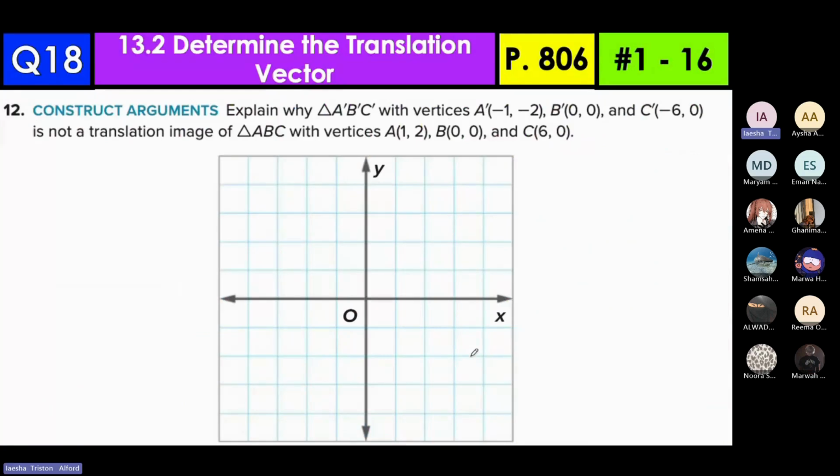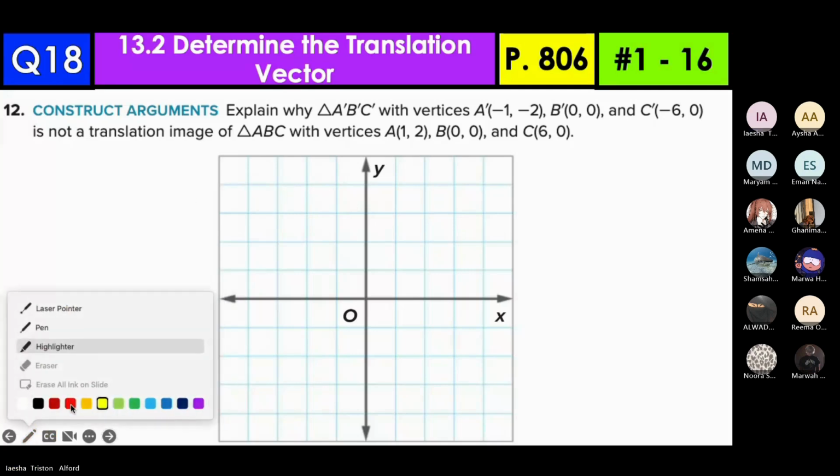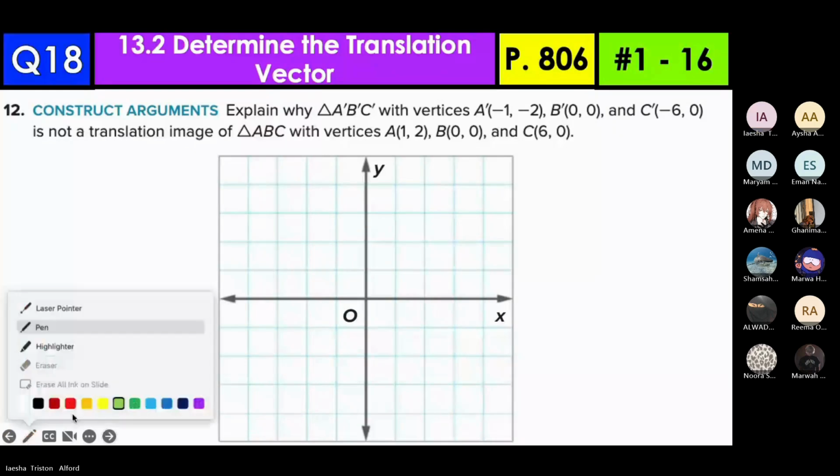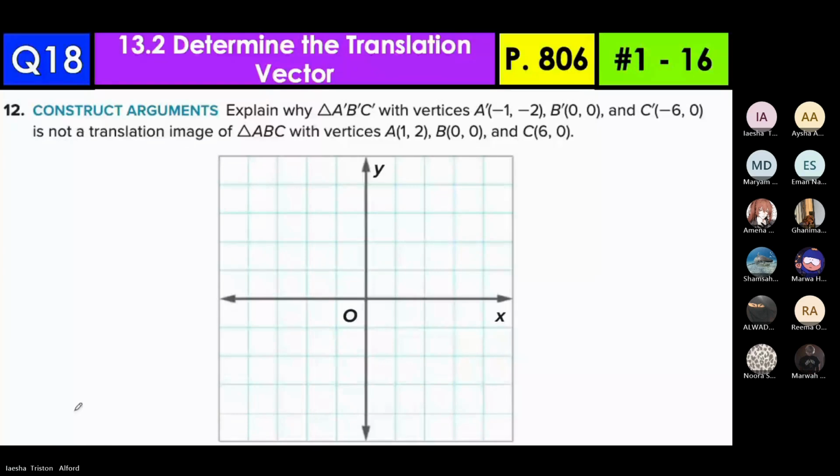Here you have more word problems. This one is an explain. They want you to explain. So quickly, I'm going to put the points in the graph. Where is A prime? Left 1, down 2. Where is B prime?